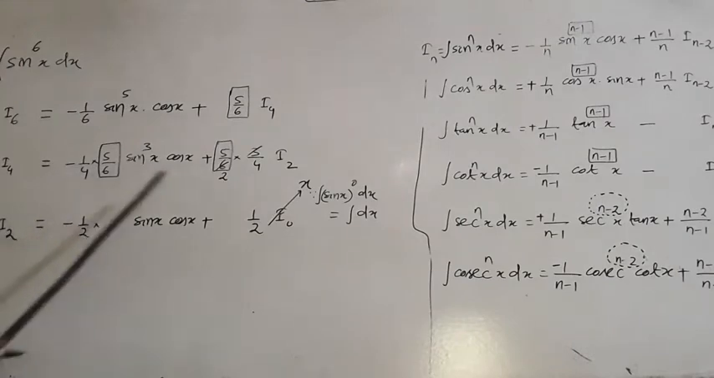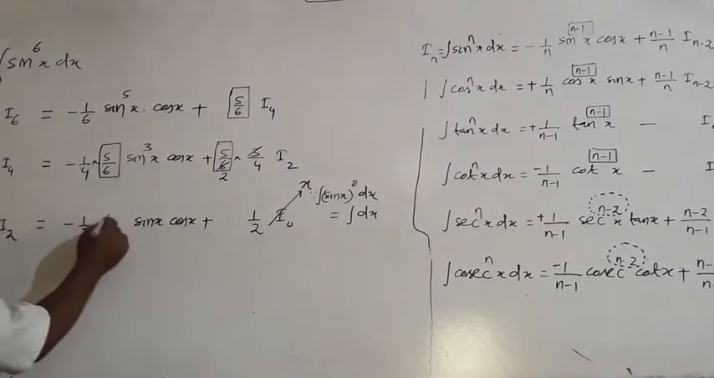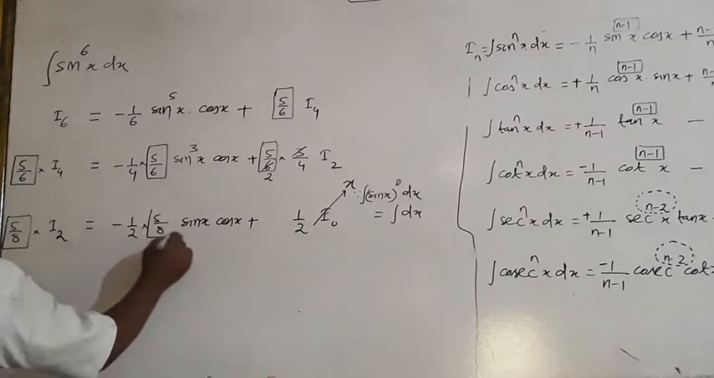Now look at here. It is 5 by 8. Now I am writing 5 by 8 in a box, into, 5 by 8 in a box.